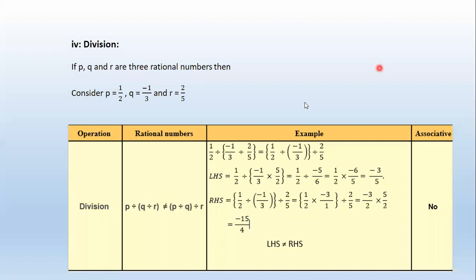So in this session we have learned the properties of rational numbers, that is closure property, commutative property, and associative property for addition, subtraction, multiplication, and division.